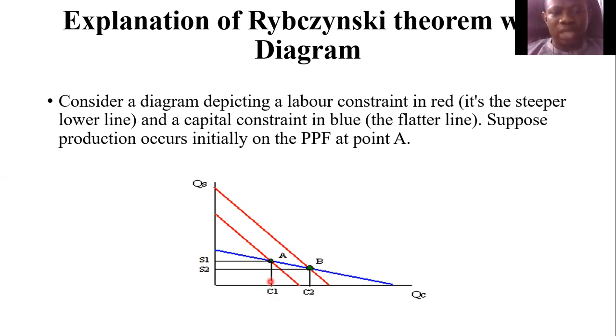But when there is an autonomous increase in a particular factor of production, in this situation we say that labor, that is, capital that is required to produce C increases, there will be a shift. There will be an automatic shift. If this automatic shift occurs, that means the production will be at point B.